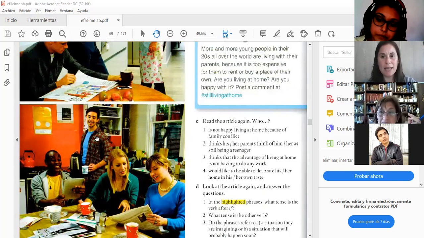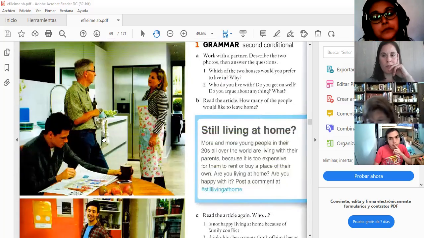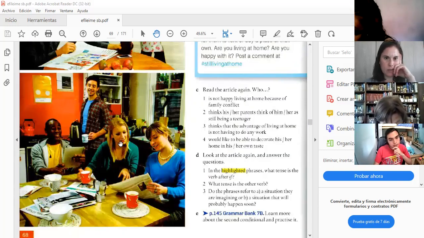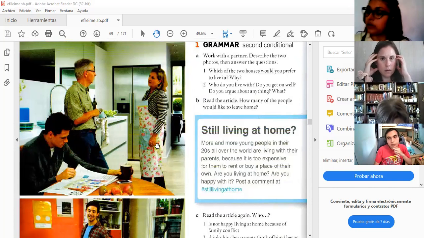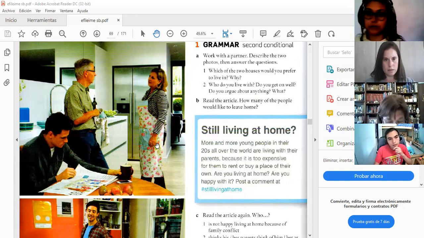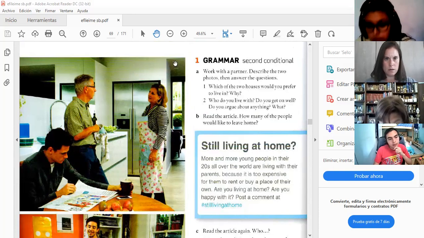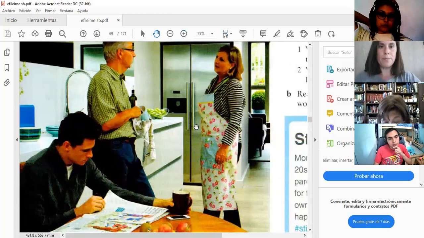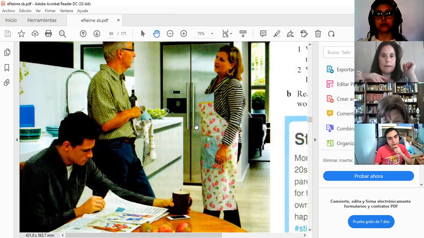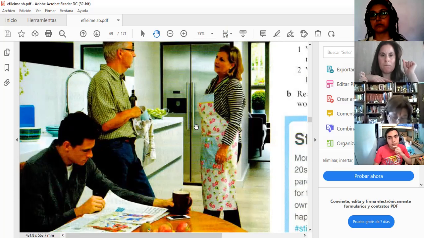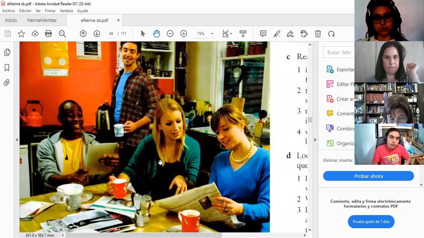Marta, what about you? Which house would you choose and why? You have the first and you have the second. Tell me why you would like to live there, Marta. Well, I would choose the first one. I see a family, a husband and a wife talking with a son drinking his coffee. I think it's a nice picture. The other one, I see young people, but I don't see a family there. I feel that they are friends.